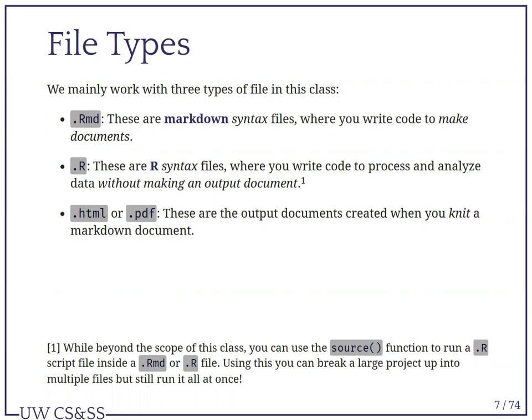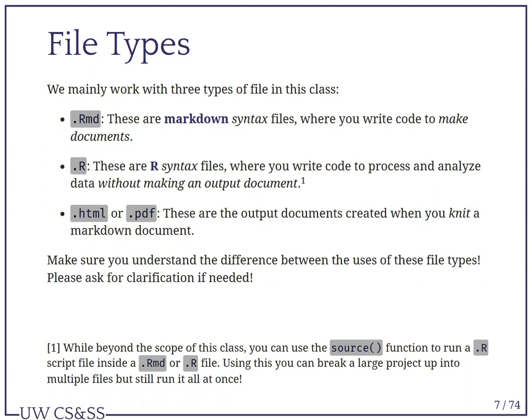I did mention before, while it's beyond the scope of this class, you can use the source function to run an R script inside of a markdown or an R file. And this will just run your whole document. So if you have a bunch of functions that you've written, or let's say you have an R script that just cleans data, once you have updated data, you could source the one that cleans it, and then it will output the new clean data set, and you can use that in your markdown instead of having the markdown itself do all of the cleaning. This will often save time and lets you really piece out all of the different sections of your projects. So be sure you understand the differences between these file types. I am always happy to answer questions for clarification, so don't hesitate to ask.